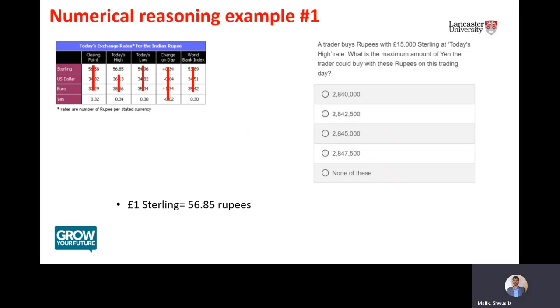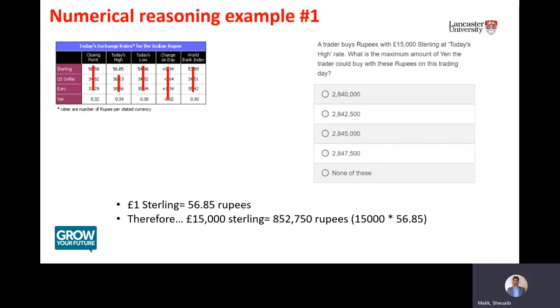We know from the table that £1 of sterling is equal to 56.85 rupees. So I got this from looking at the sterling row at the top and going 2 columns in from the left, and we get 56.85. And then to work out how many rupees is £15,000 sterling, we simply multiply 15,000 times 56.85, which leads us to 852,750 rupees. So that's the first part of the question done.